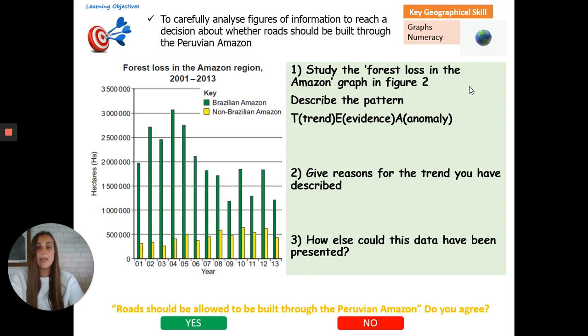And then just a little bit of thinking skills: could that information have been presented in a different way? So think about all different graphs and charts that we can use in geography and in any subject, really. So pause the video now and have a go at those three questions, please.